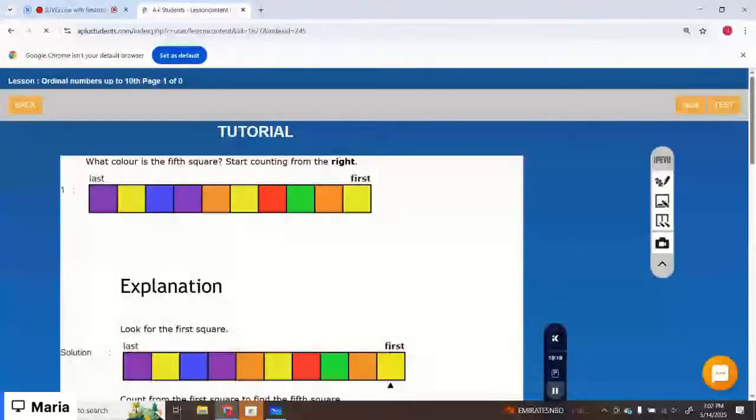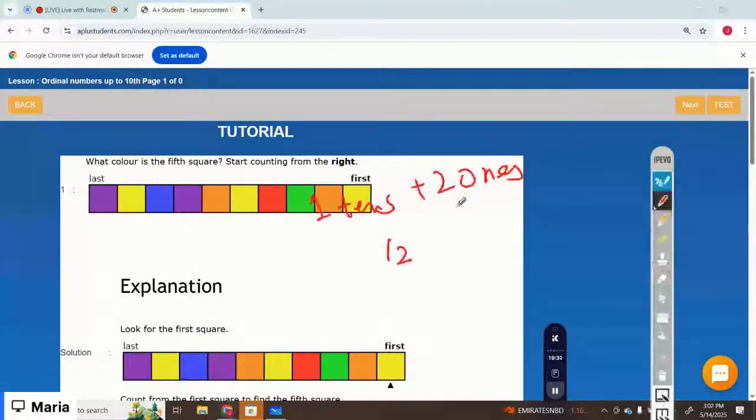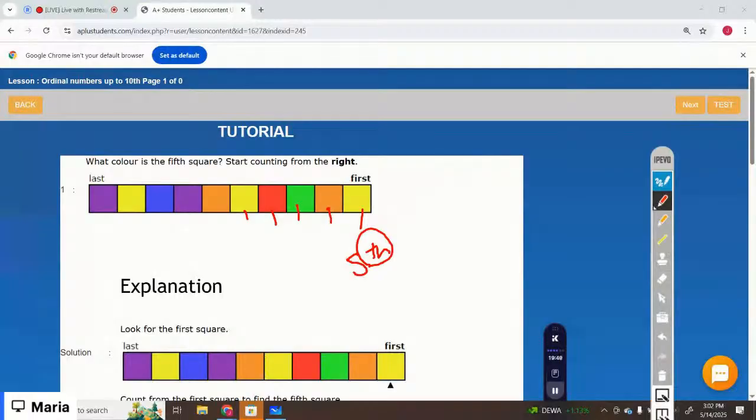What color is the fifth square? Start counting. So we need to start counting from the right. We need to check which one is the fifth. This is the first, second, third, fourth, fifth. So the fifth one is yellow. The correct option is fifth. Basically, the TH in fifth tells you the position, right? So the fifth one is yellow.